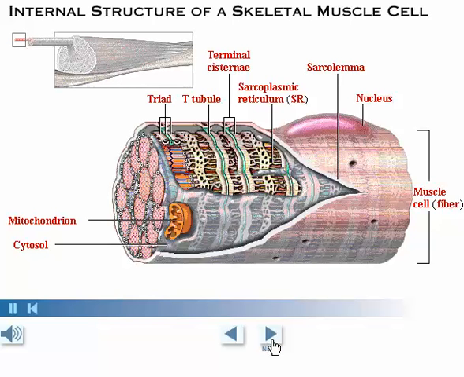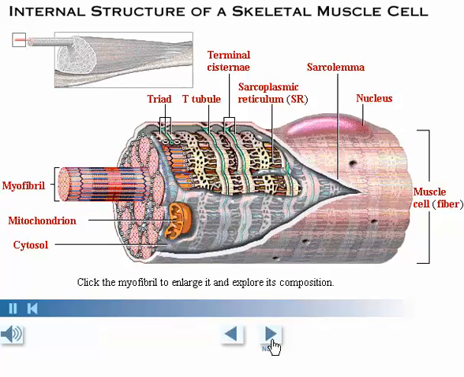Mitochondria are cytoplasmic organelles that are sites of ATP synthesis. They are referred to as the powerhouses of the cell. A myofibril is a cylindrical bundle of contractile filaments within the skeletal muscle cell. To review any of these terms, click on the bold red words. Click the myofibril to enlarge it and explore its composition.